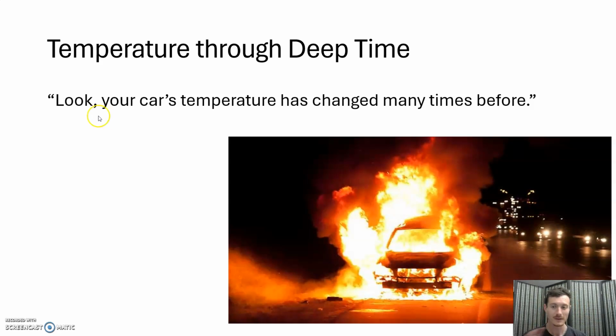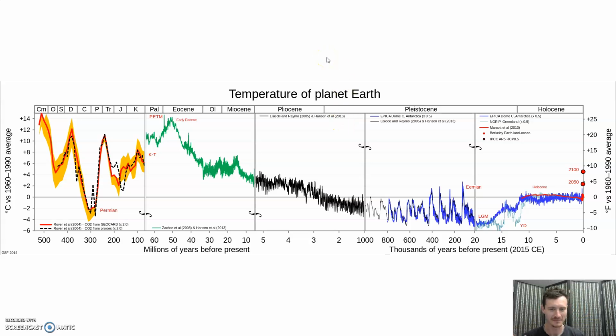Okay. This is really about the same as saying your car's on fire, and somebody's there like, look, your car's temperature has changed many times before. It gets warmer, it gets cooler. This is just another change in the cycles of your car, all right? It's an equally intelligent argument to that.